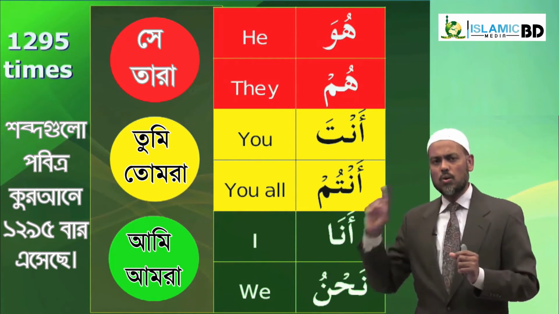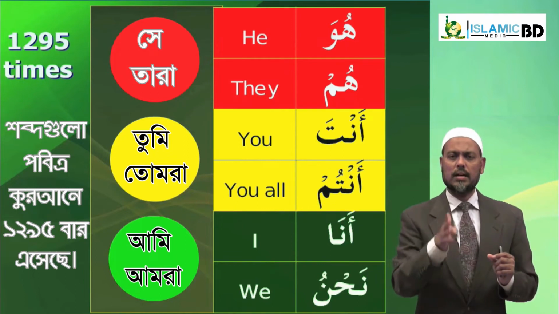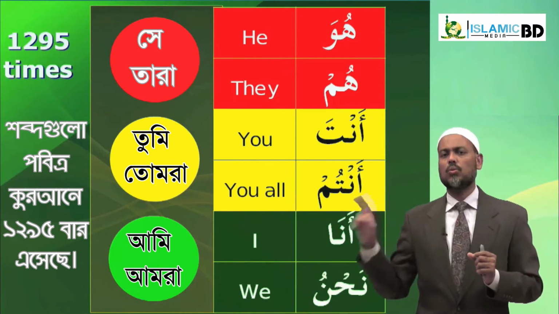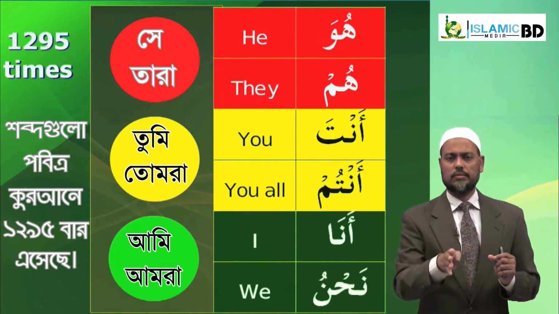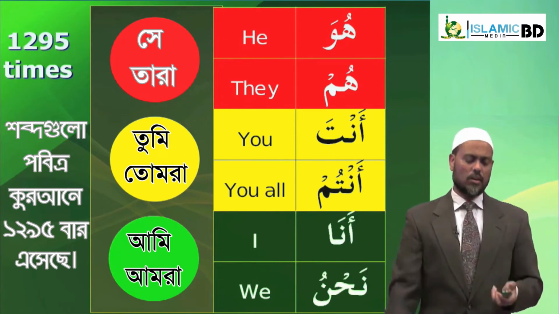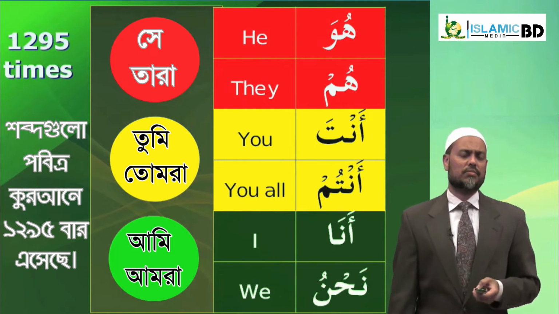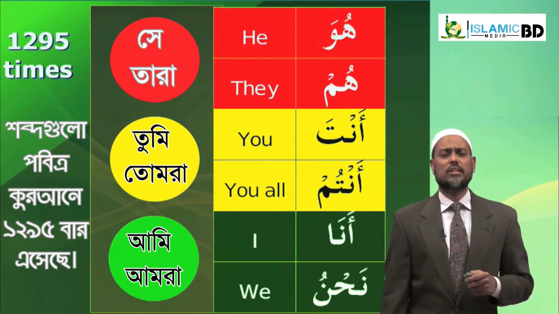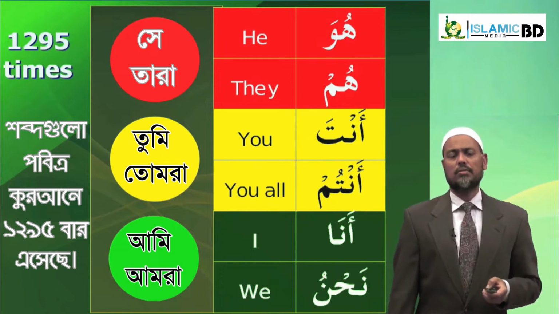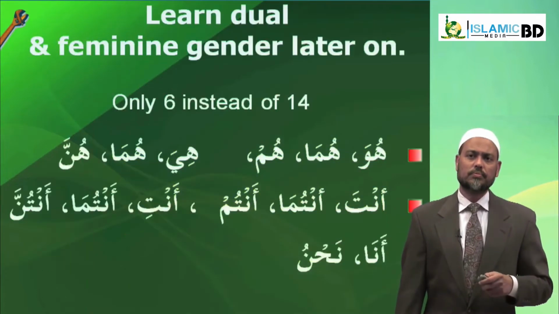MashaAllah, two more times. Huwa, hum. Anta, antum. Ana, nahnu. MashaAllah, you already have learned these 6 words which come in the Quran 1295 times, and that's how we will learn different verbs and words of the Arabic language.